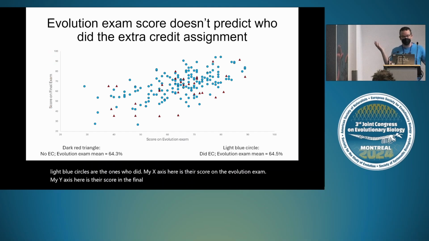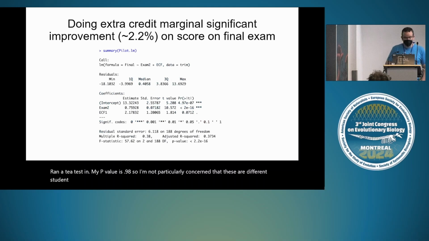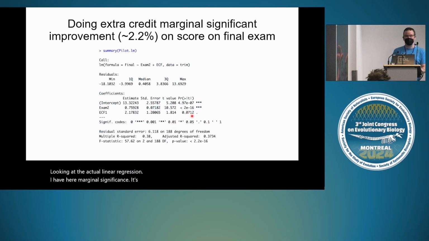You can see that these averages are 64.3% versus 64.5%. Ran a t-test and my p-value is 0.98. So I'm not particularly concerned that these are different student populations. Looking at the actual linear regression, I have here marginal significance. It's 0.07, but this is 1 class from 1 semester. I'm trying to increase my sample size and see if I can get anything useful.